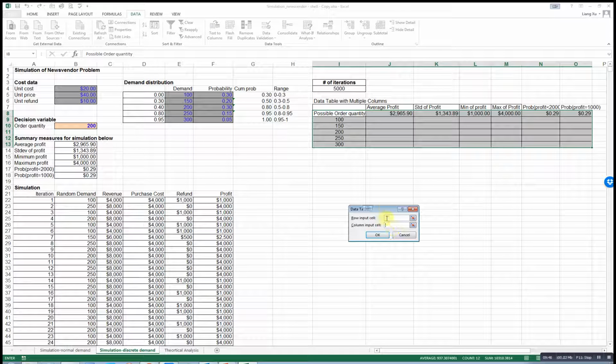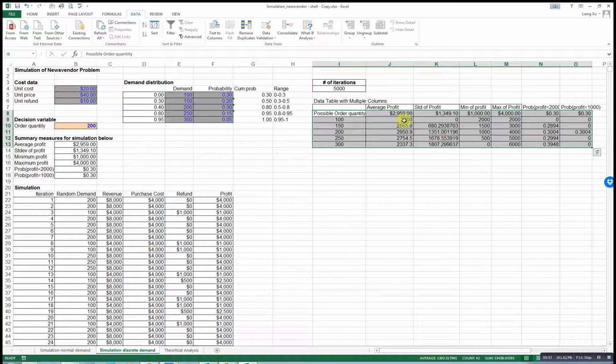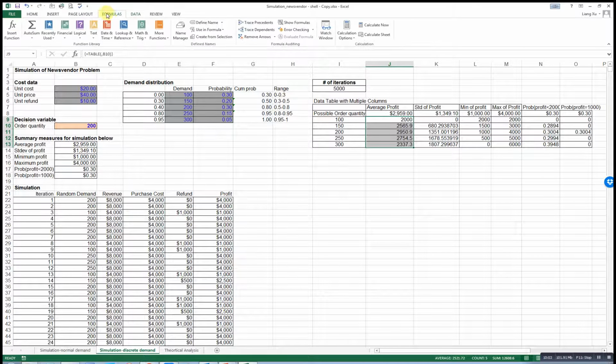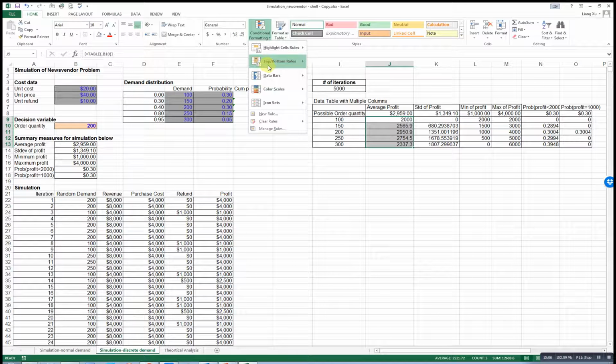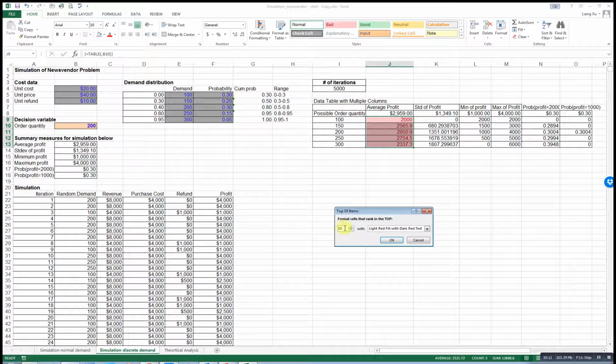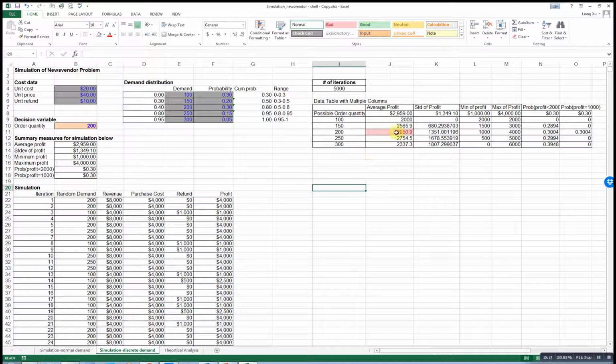And we can do conditional formatting to highlight the results that have the highest expected profit. Okay, that's 200. So if you want to maximize your expected profit, then you should order 200. And as you see here, the standard deviation of the profit is increasing. If you order 100, then you have no standard deviation. You always earn this $2,000 because the demand will always be higher than 100.